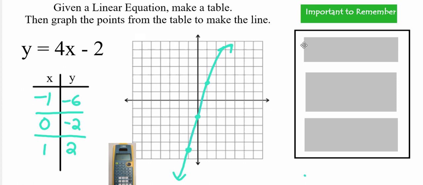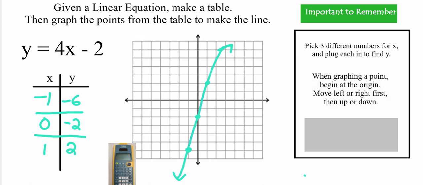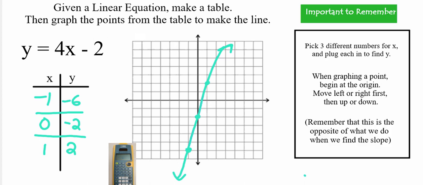And so let's see what I have behind these things. What's important to remember? Pick 3 different numbers for x, plug each in to find y. Now, once again, we're not plugging it in. We're just using our calculator. When graphing a point, begin at the origin. We move left or right first, then up or down. I think we're pretty good at plotting points. And remember that this is the opposite of what we do when we find slope. So true. That's where it gets messed up in our heads, right?